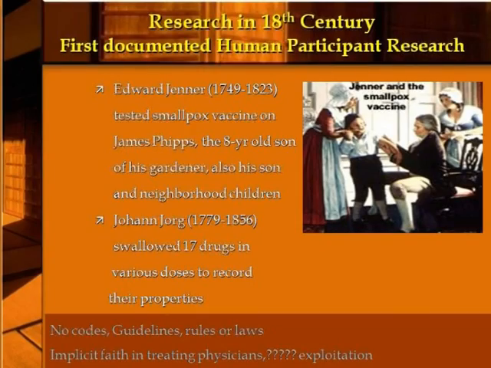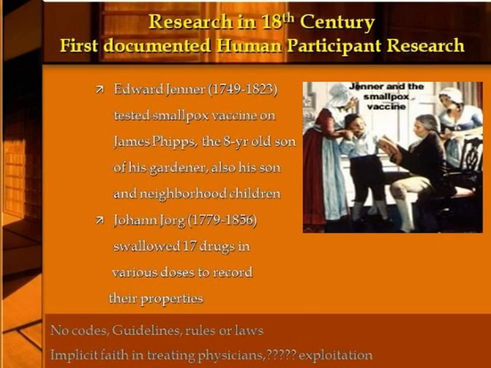Now, the first documented human participant research was in the 18th century, and at this time the scientists or researchers did the experiments on themselves or their children or other family members. Examples of that are Edward Jenner, who tested the smallpox vaccine on a gardener's 8-year-old son, and then after that he tried it on his own son also. And then of course Johann Jorg, who swallowed 17 drugs in various doses to record what happens. And of course Louis Pasteur is also there. So you can see at this time there were no guidelines, no rules, nothing. It was just an implicit faith in the physician. Whatever the physician told you, you went ahead and did.